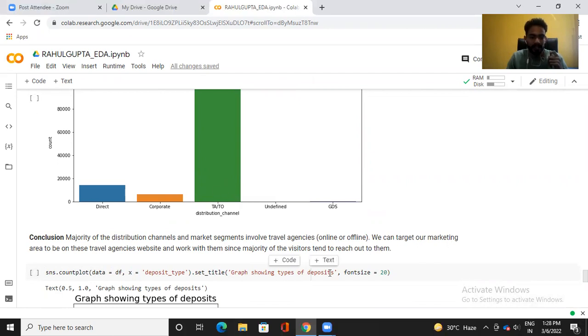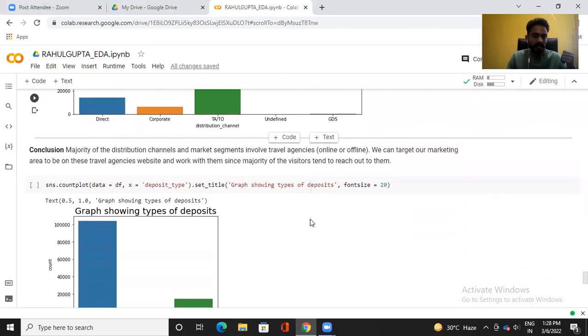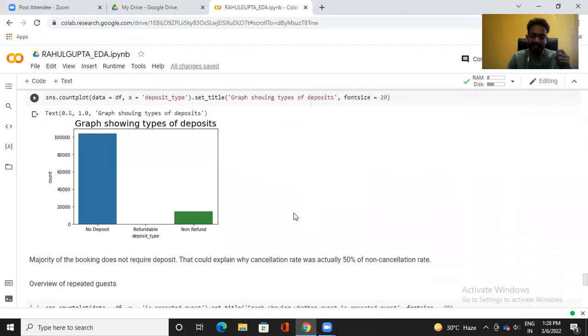We can target our marketing at the travel agency websites and work with them, since the majority of the visitors tend to reach out to them. Then I looked at the types of deposits that I already discussed, and found that the maximum is no deposit. That's the main reason for the highest number of cancellations.